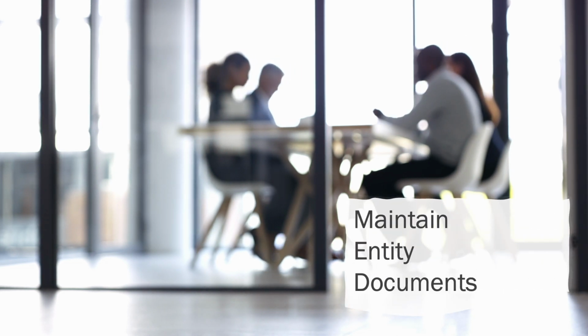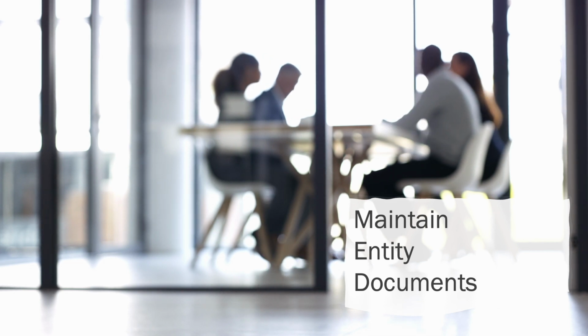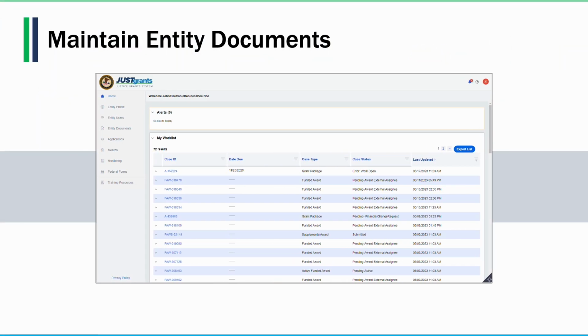Okay, for our last demonstration, let's go through the process an entity administrator must follow to maintain entity documents. Entity administrators can upload documents to the Entity Documents section so that other entity and Department of Justice users can view and download selected documents for use on specific applications, awards, and monitoring activities. The documents located in this section apply to the entity as a whole or relate to multiple applications and awards, such as indirect cost agreements or financial capability questionnaires.